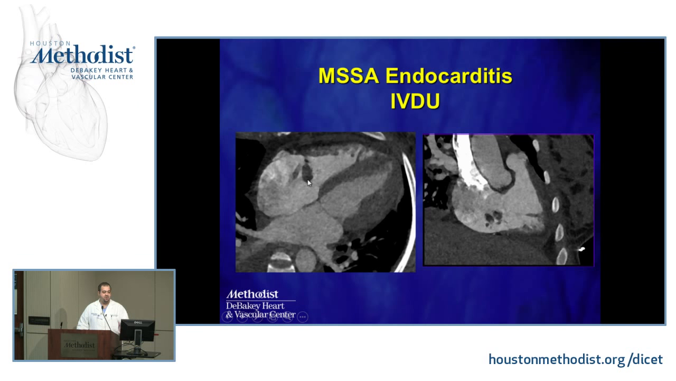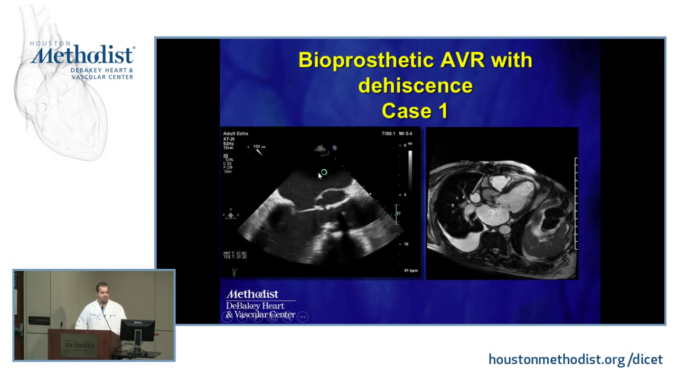So per se, we cannot tell on CT whether this is a vegetation or a thrombus, because both of which are going to have Hounsfield units anywhere from 30 to 80. But what CT basically can help us with is getting a three-dimensional aspect of this mass, its attachment to the leaflets, and also whether or not there is any paravalvular extension. And that's really where the strength of CT is.